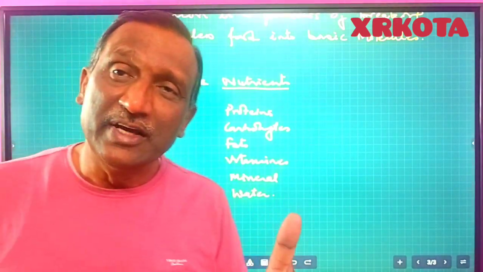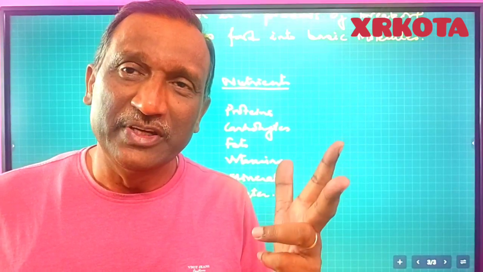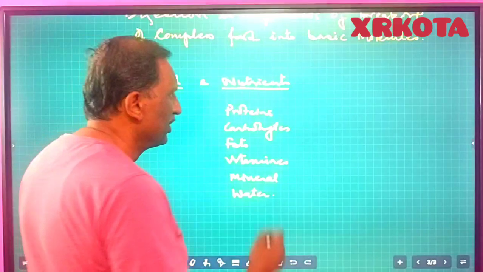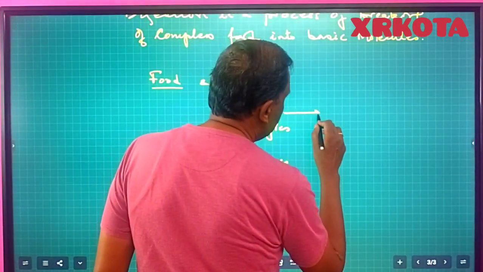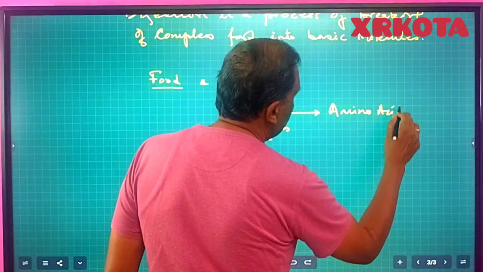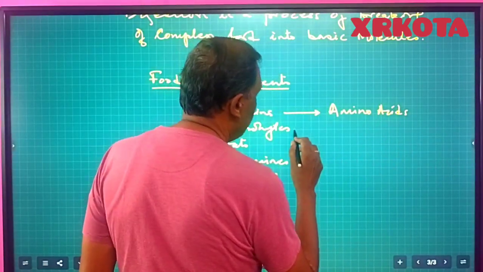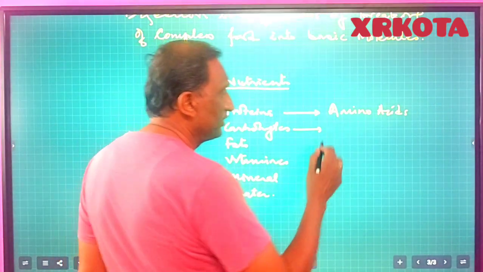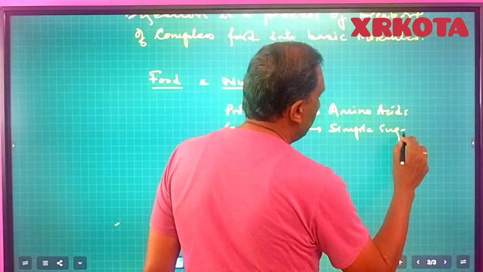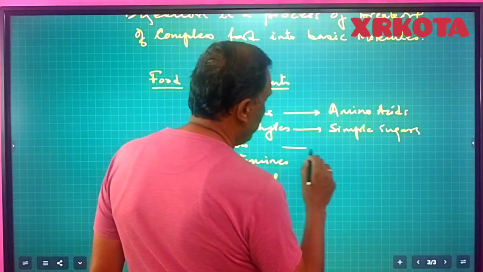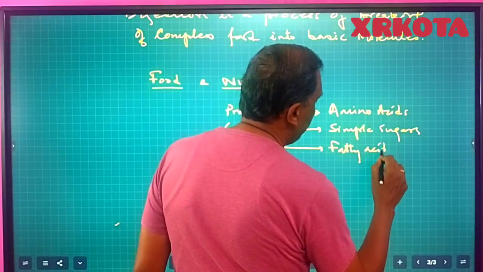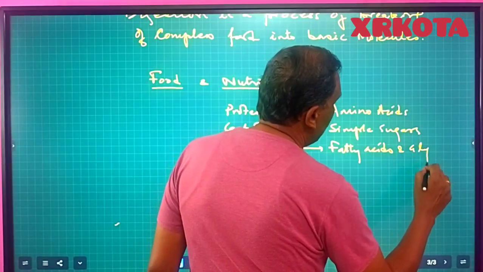The proteins are there in dal, proteins are there in eggs, protein is in paneer, protein is in milk, protein in curd, there are many other components. But the proteins need to be digested into amino acids. Why? That we'll consider a little later. Carbohydrates need to be digested into simple sugars. Fats need to be digested into fatty acids and glycerol.